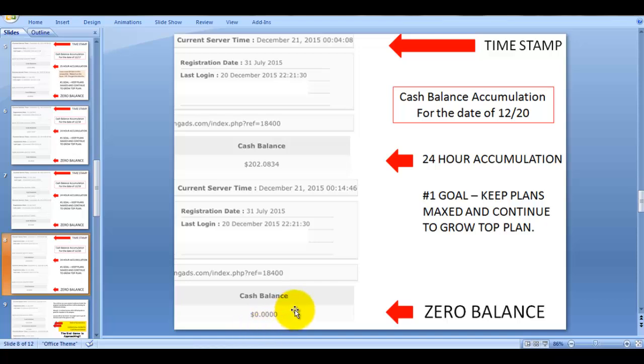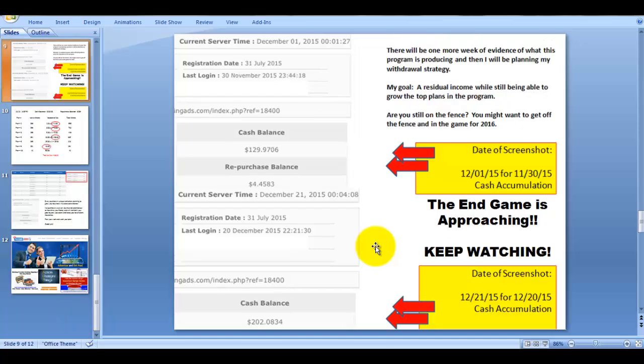Now you may wonder why there is so much time between my screenshots, and that's because I plan my purchases. Now I told you that I was going to share that strategy with you, but before I do that, I want to share one last slide that shows you how far I've come over the last 3 weeks.